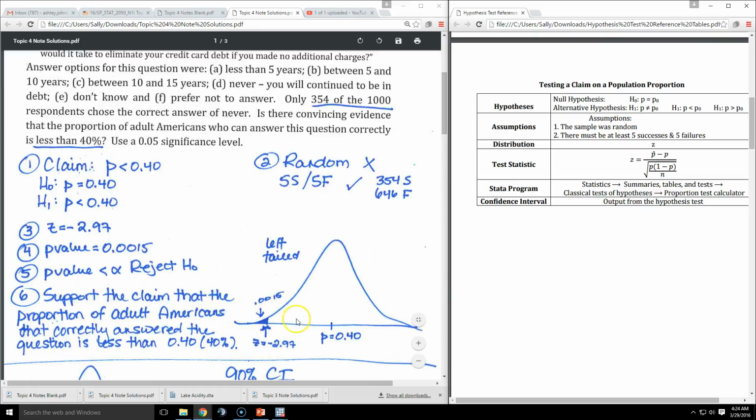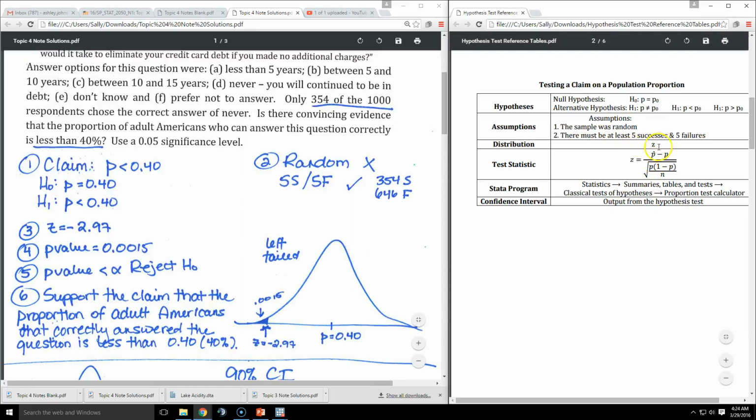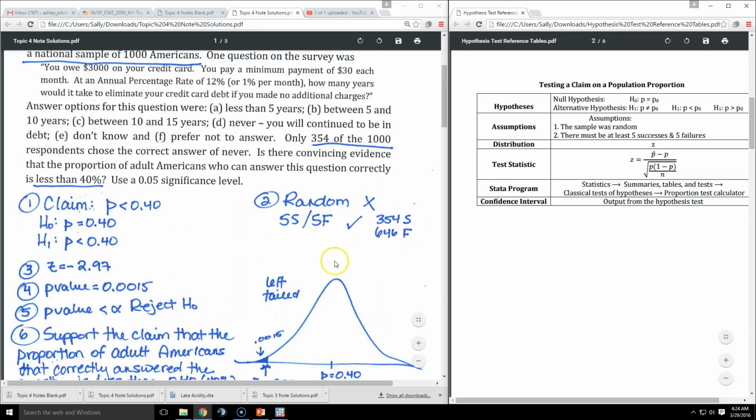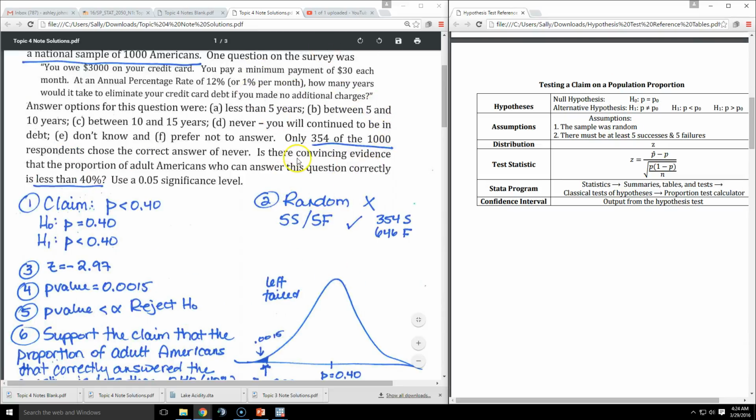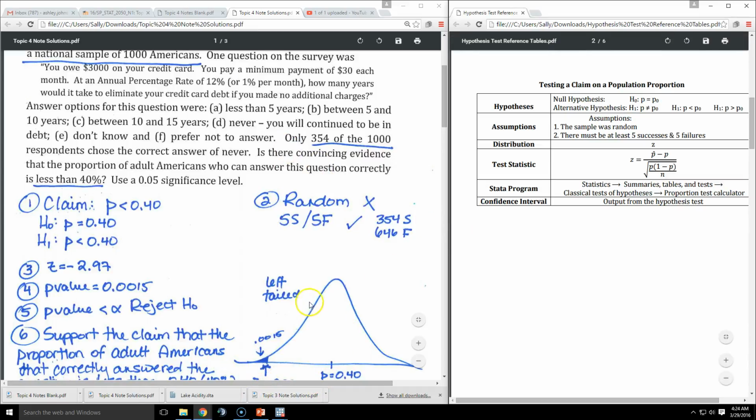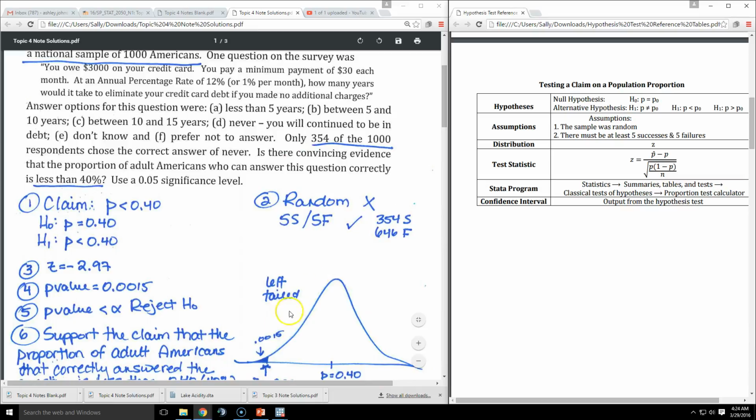So when we get down to our picture, proportions follow a z-distribution. What this means is if I sampled 1,000 over and over and over again, the proportion of people that got this question correct would follow the normal distribution if I put them on a histogram. So the histogram would be this shape pretty closely.